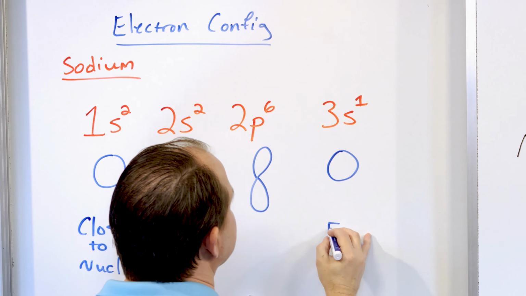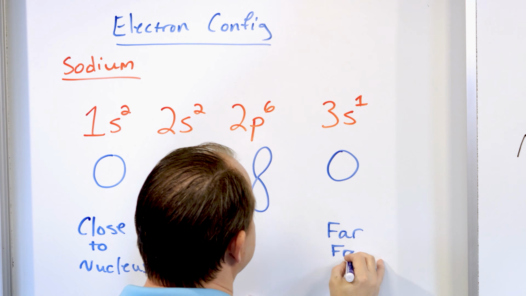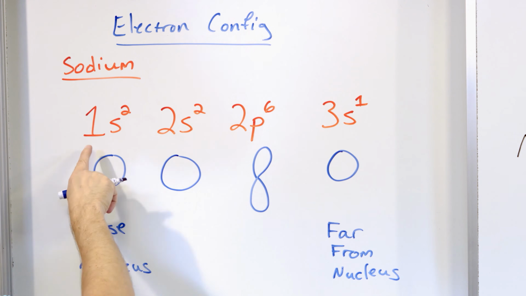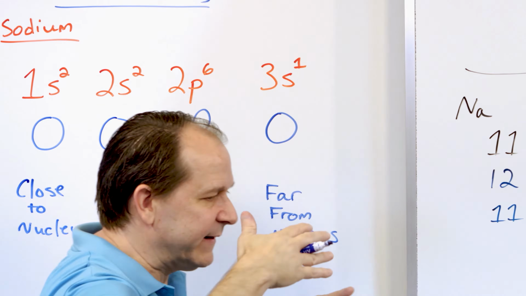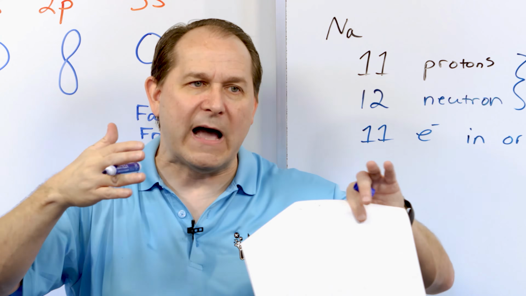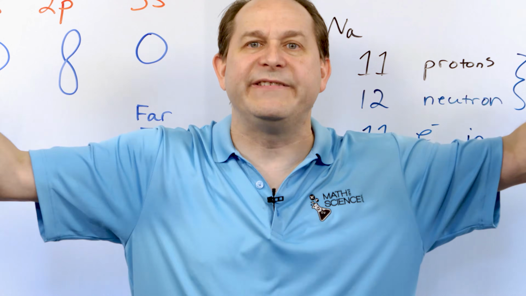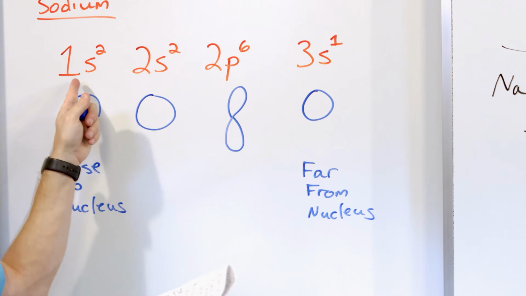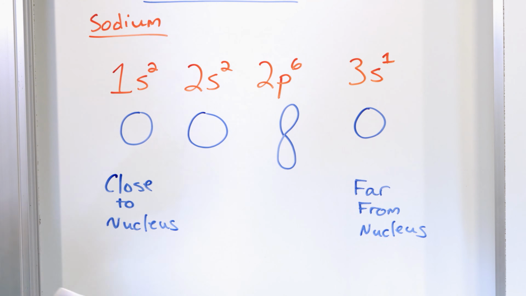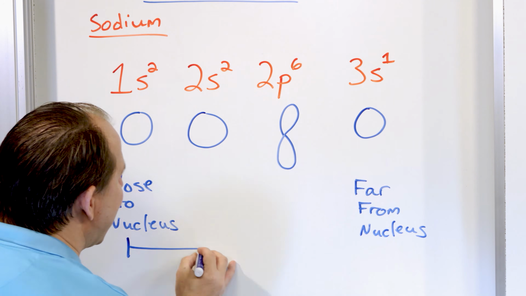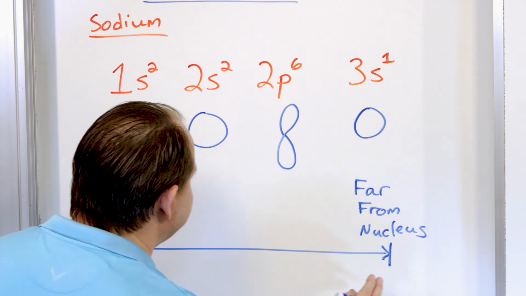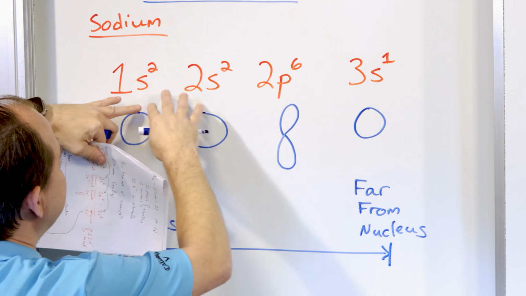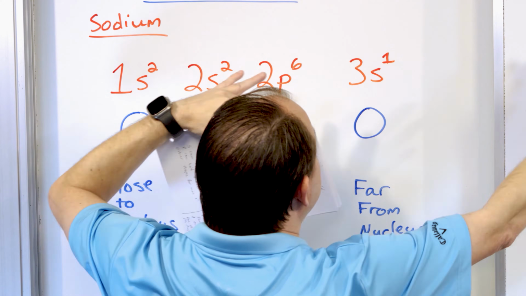And these are far from the nucleus. You can think of these energy levels being like ladders, like rungs on a ladder. And the higher the number of steps, the farther away from the ground you're going. In fact, this is actually called the ground state because it kind of is like a ladder. And you can think of this arrow going from this direction to this direction. And as we move through the orbitals, these are kind of closer to the nucleus, these are a little bit farther away, and then these are even farther away.